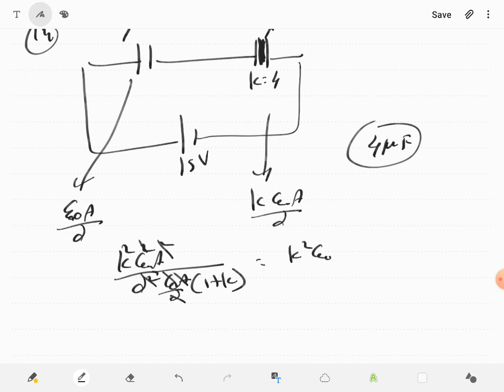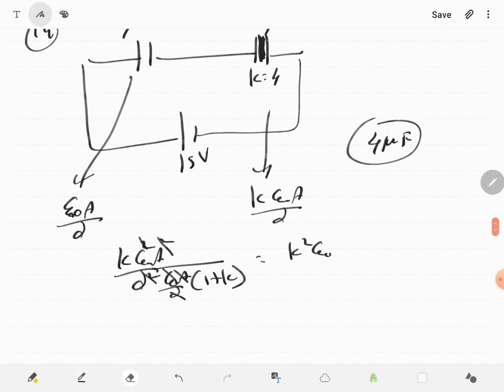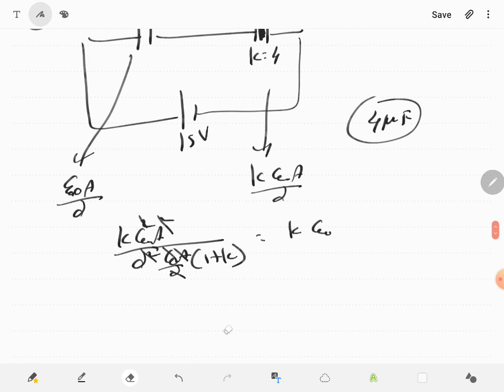So what was I doing? C1 C2 by C1 plus C2. Why should there be a K square in C1 C2? It's only K into epsilon naught square. So I'm getting K by 1 plus K into epsilon naught into A by D, and this is the C equivalent. They have said that the equivalent capacitance itself is 4 microfarad. So calculate the capacitance of each capacitor.